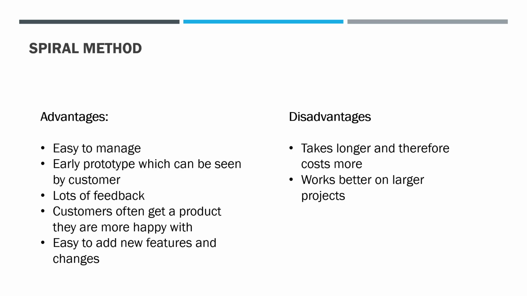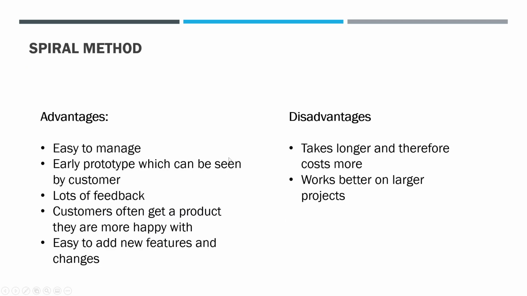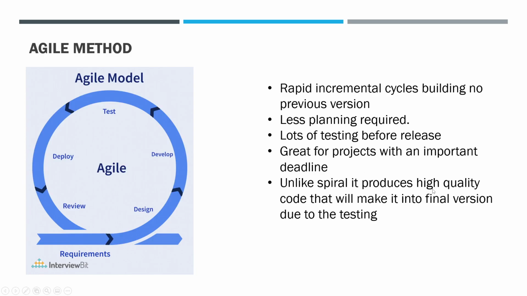So, spiral method. Then you've got the agile method, which is very similar to the spiral method, if I'm being clear. The difference here is that rather than creeping towards a better product, it produces high quality code each time. So they're not trying to just produce a very quick rubbish prototype. They're trying to produce smaller parts of the system that are very good. So it rapidly goes through the cycles.